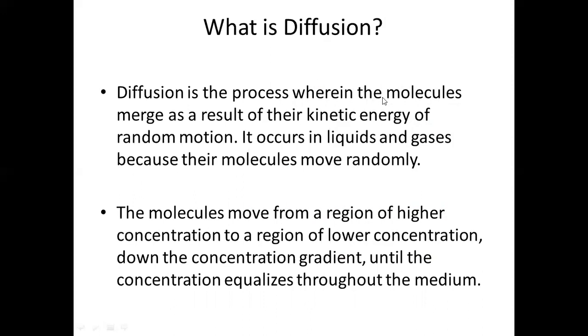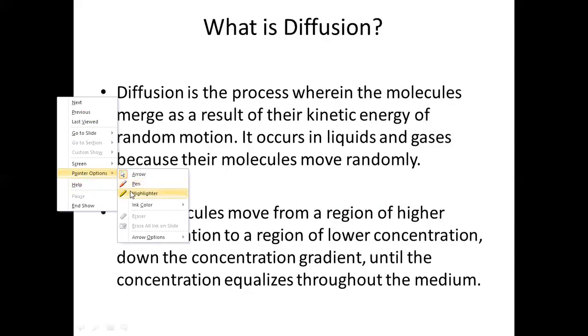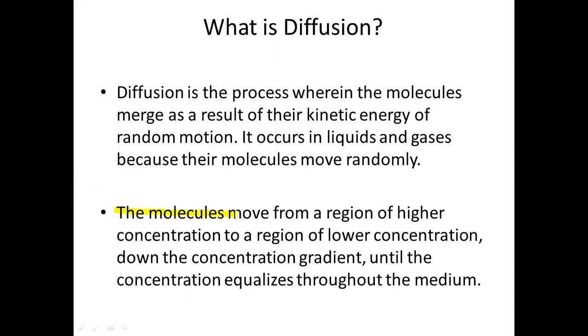Diffusion is a process wherein the molecules merge as a result of their kinetic energy of random motion. It occurs in liquids and gases because their molecules move randomly. The molecules move from a region of higher concentration to a region of lower concentration. This is important for us to remember, which is the definition. The molecules move from a region of higher concentration to a region of lower concentration, down a concentration gradient until the concentration equalizes throughout the medium.